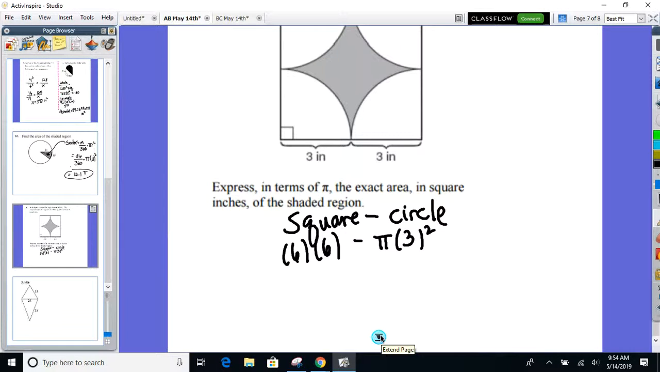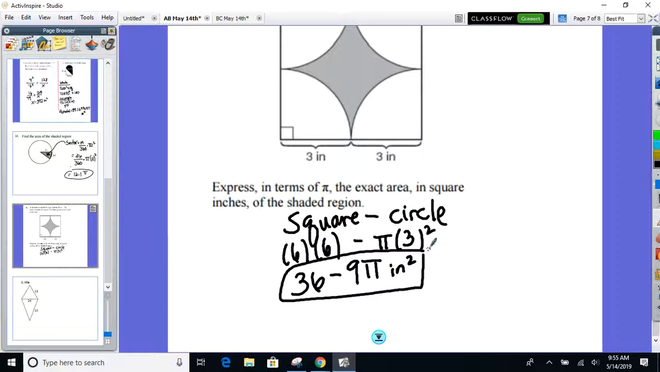Perfect lead into your question here, Nika. You just asked. 36 minus 9 pi. Can you subtract those? No. One has a pi, one does not. This is your answer in terms of pi, except what about them? Square inches. You cannot subtract those.